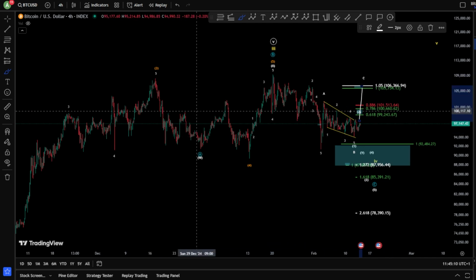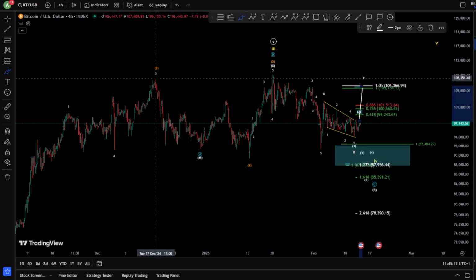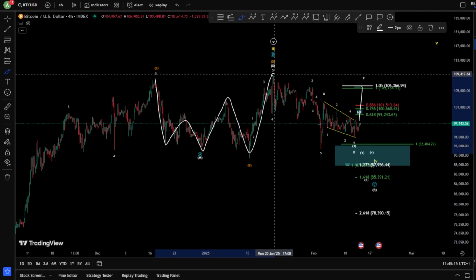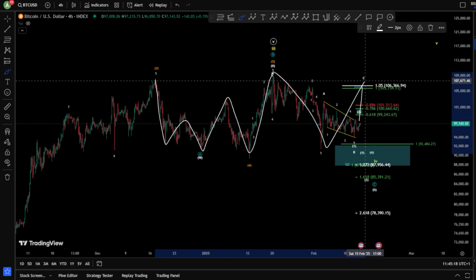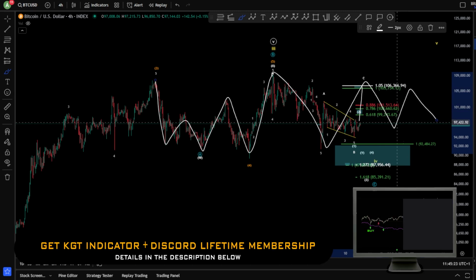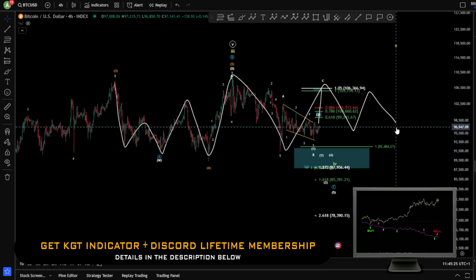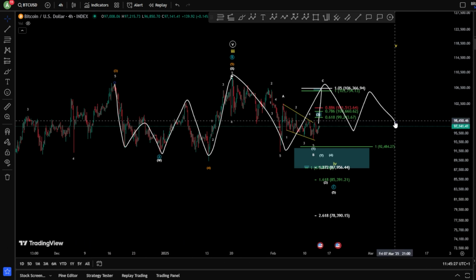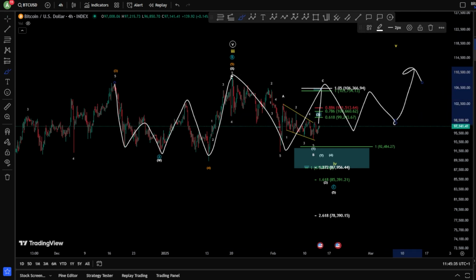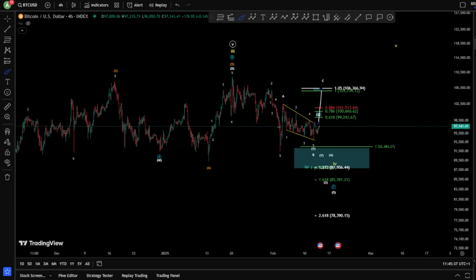finish in this structure. So all you have to count right now is a bigger W and X here, and then a big correction for a wave Y, which can be a triangle in this case. It might take a very long time, until the end of February or even the middle of March, to finish this triangle and start to move toward the upside. So these are the scenarios right now for the 4-hour chart.